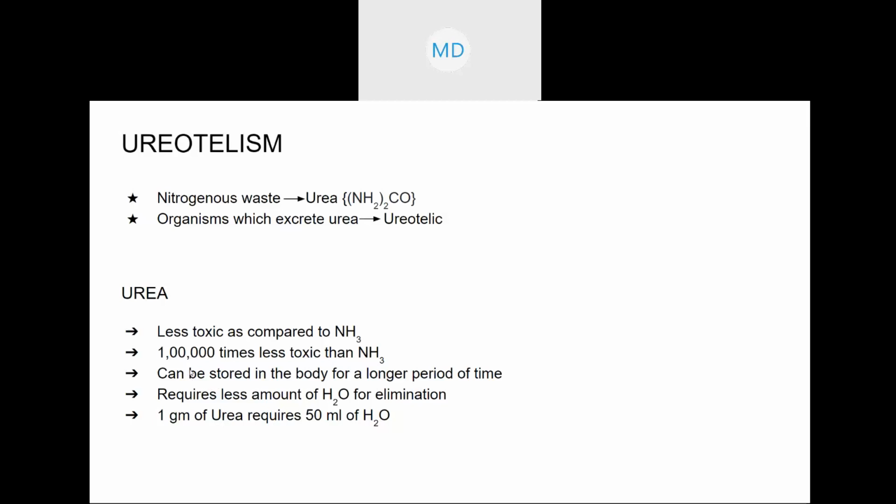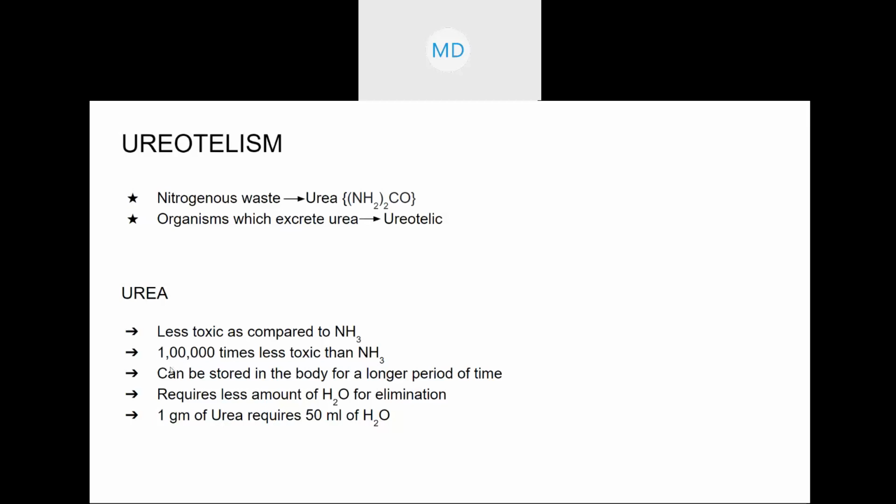For example, take human beings. You don't go for urination every minute. In a day, it is like 2, 3, 4 times, depending on your water intake. But urea is produced non-stop, every minute, and you can store it in your body. Since it is less toxic, it can be stored for a longer period, and you don't need to pass urine every minute.